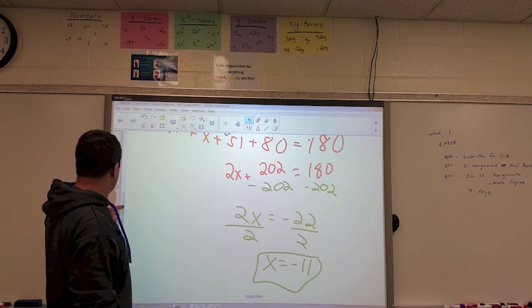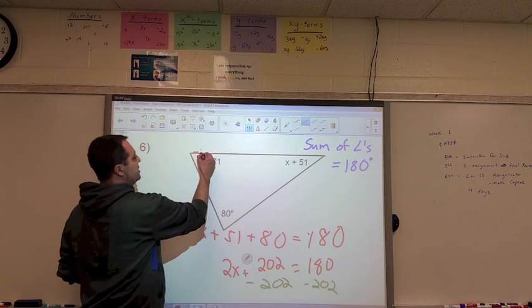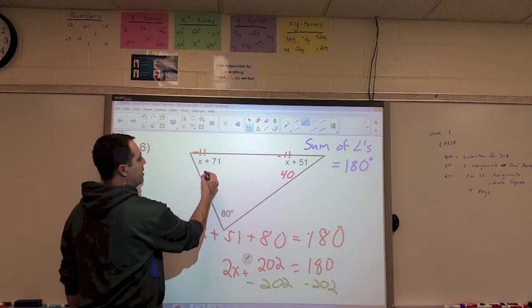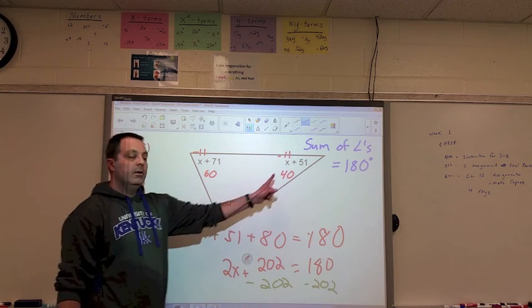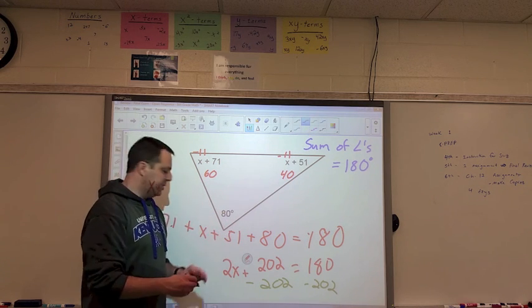Now, if you want to check that, just plug that back into our triangle and make sure it works. Negative 11, negative 11. That gives us 40 degrees right here and 60 degrees right there. 40 plus 60 plus 80 gives us 180 degrees.